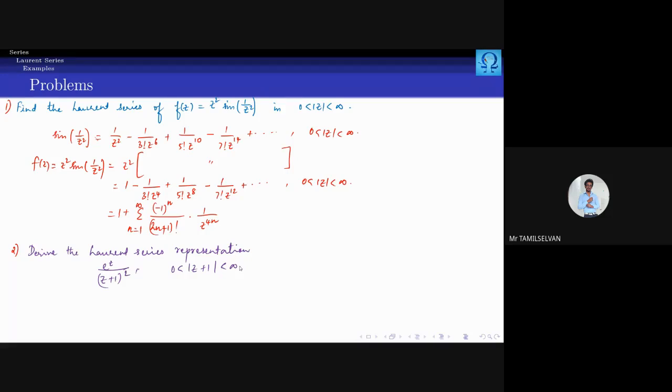Yes, that's it. So this region means you have the center at -1. By this you are saying that you are omitting this point -1, and the radius is given to be infinity, which means you will cover the entire complex plane except the point -1, because that is the only point of singularity for this function. We just removed it. Now, what is the expansion?